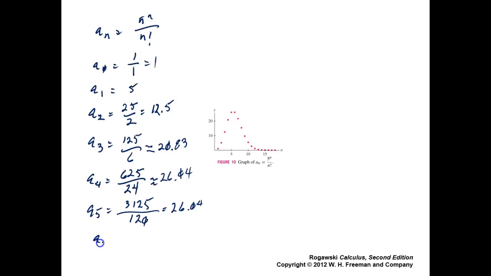A sub 6 would be 5 times that in the numerator. I think that's your 15625, right? And divide that by 6 times that, which would be 720, right? And I bet you that's around 20.83 or something. Maybe not exact, but close though, isn't it?